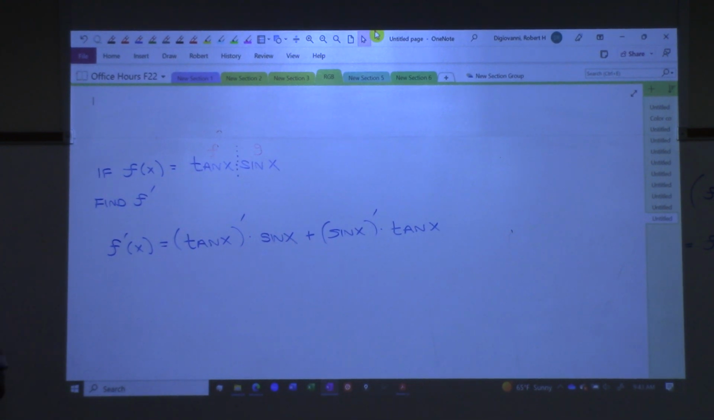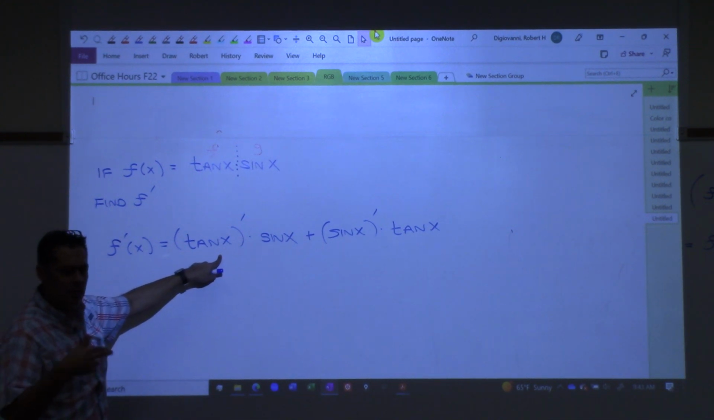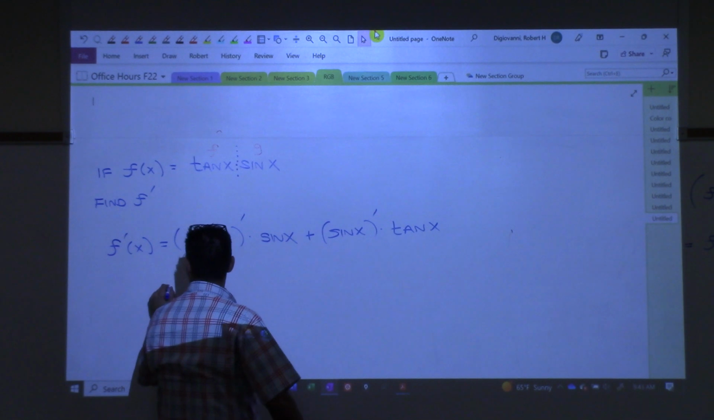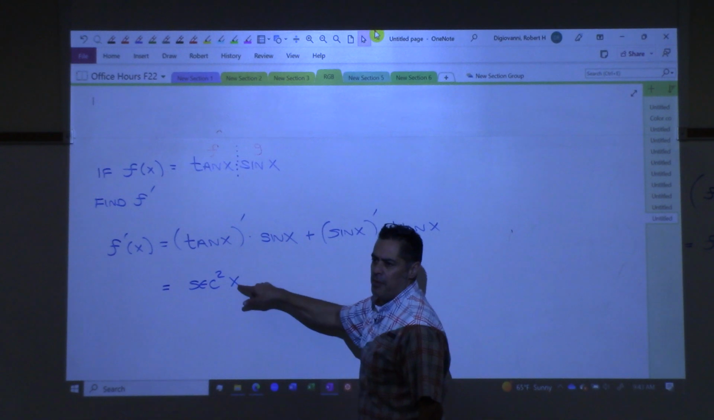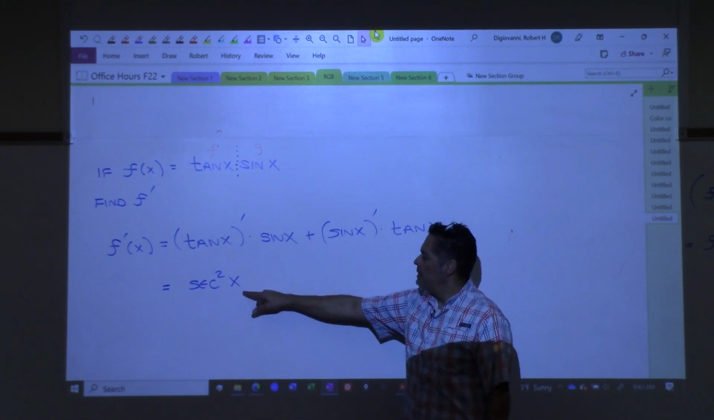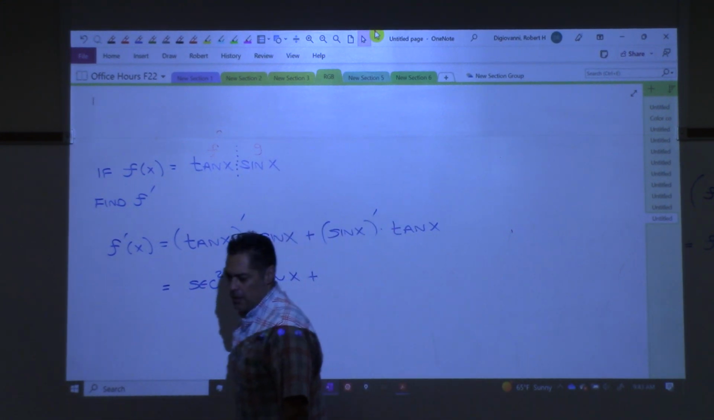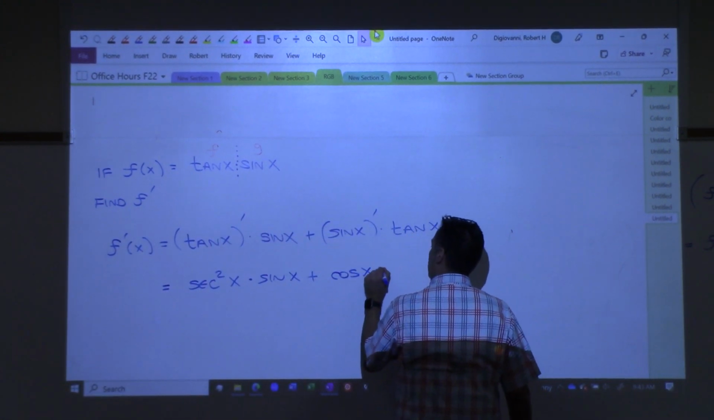It's a secant square, secant x. Okay, so look at your formulas, or this is one of the ones that I said you need to at some point. The three you need to try and remember: derivative of sine, cosine, and tangent. But look in your reference sheet. We say that secant squared x is the derivative of tangent x. All right, and then we'll just keep going. Times sine x plus cosine x, derivative of sine x is cosine x, times tan x.